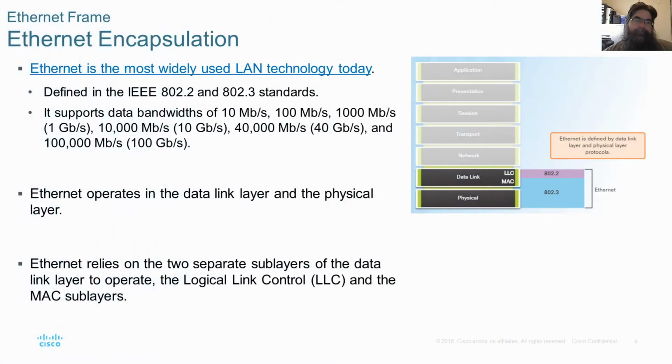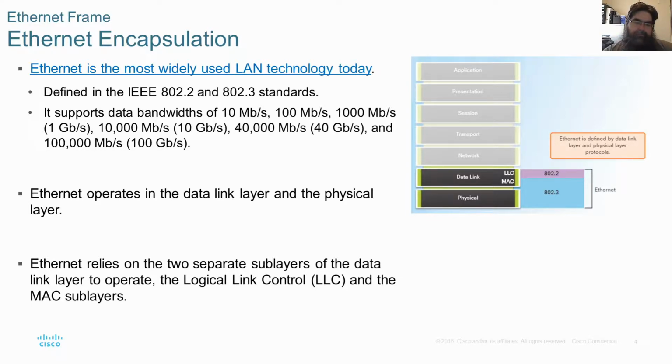So Ethernet is an encapsulation that is used around the world today. It's mainly used in LAN technologies, and the standards that cover this are 802.2 and 802.3. We can get up to 100 gigabits per second using this standard, but in most networks today we'll just be talking about 10 gigabits.